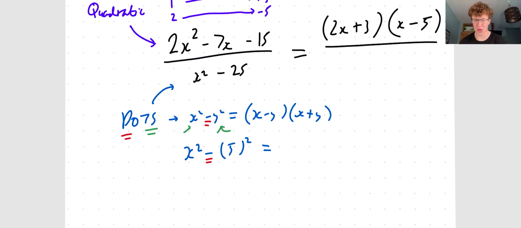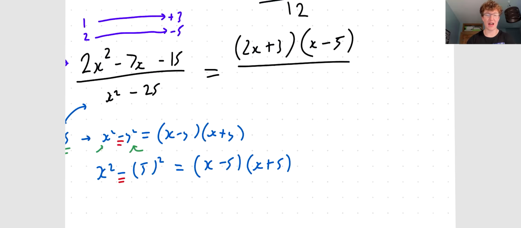And we have the difference, so we can write, I should do it in blue, sorry, x minus 5 times x plus 5. Boom. Throw these up here now. We factorize the bottom. We know now it's x minus 5 times x plus 5.